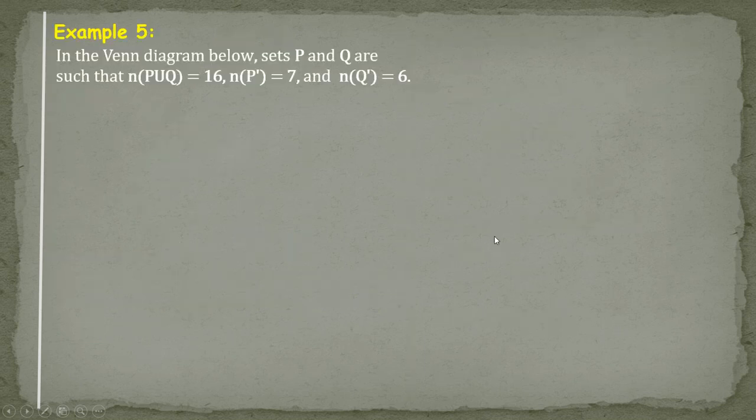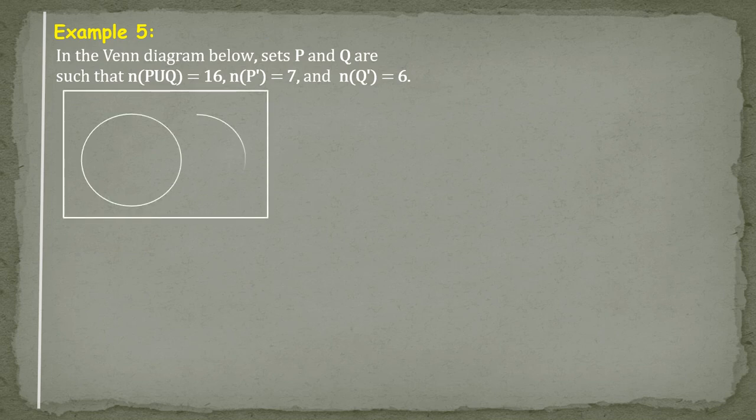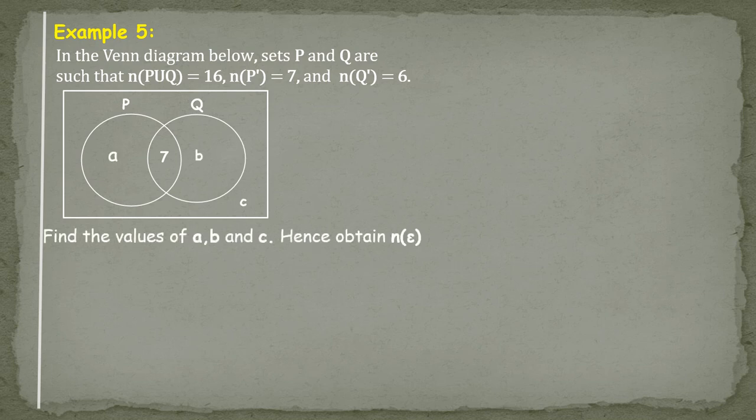This now takes us to example 5. In the Venn diagram below, sets P and Q are such that the number of P union Q is 16, the number of P complement is 7, the number of Q complement is 6. So the information was given, you have P, you have Q. Find the values of A, B, and C, hence obtain the inverse set.